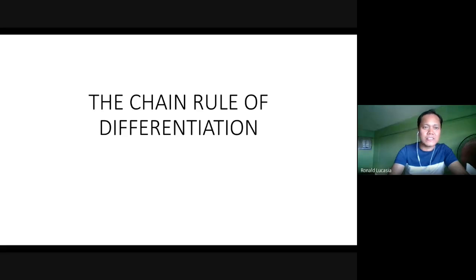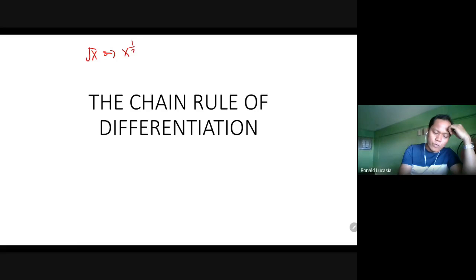Okay, so today's lesson is about the chain rule of differentiation. Although we can already differentiate the square root of x, when we differentiate that, it will be equal to x raised to the power of 1/2, or positive 1/2 x raised to the power of negative 1/2, or 1 over 2 square root of x.